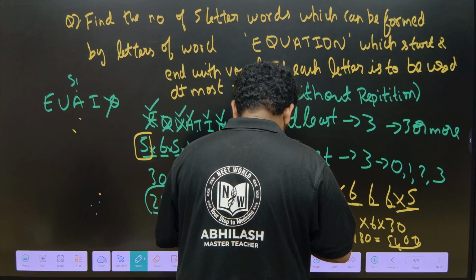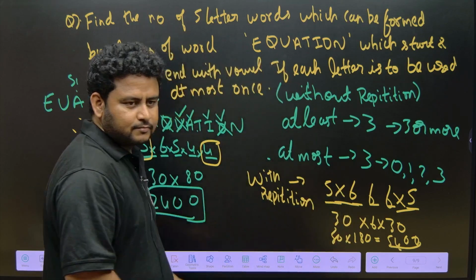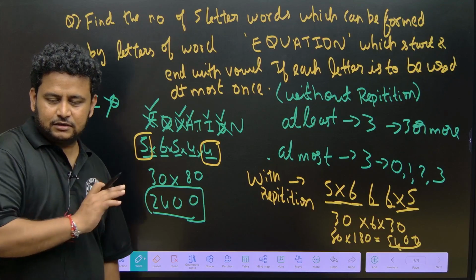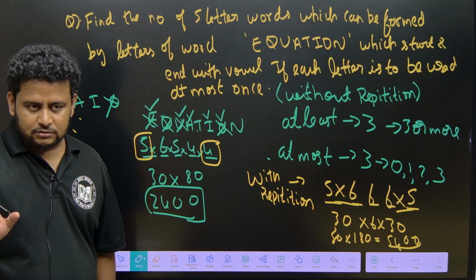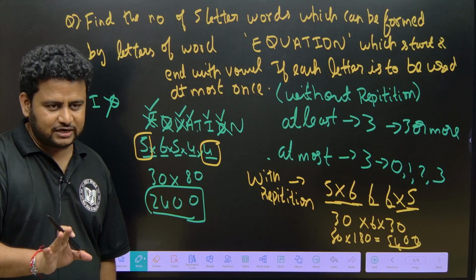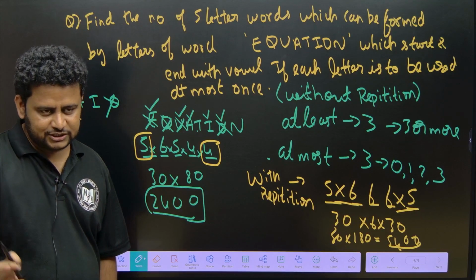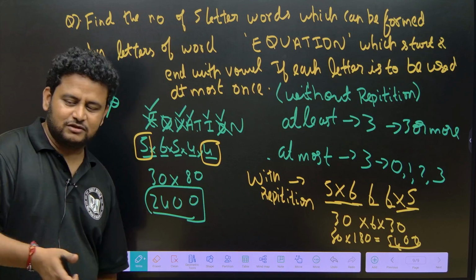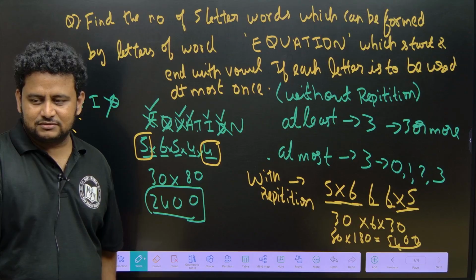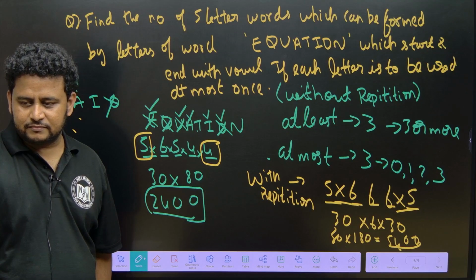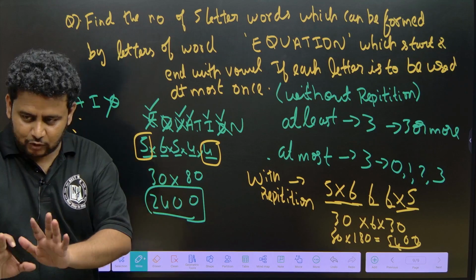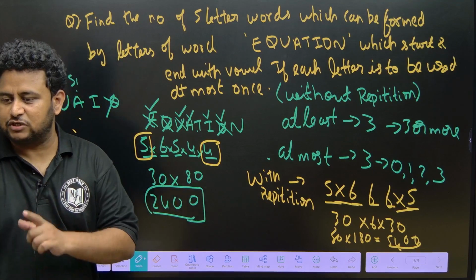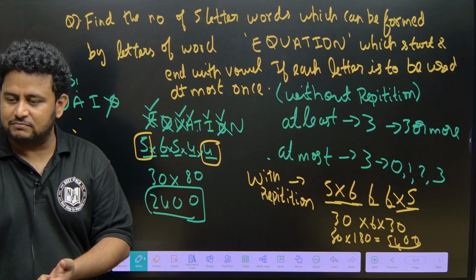We can also say like 5p2 into 6p3. That can be done. I am telling this one using only logic. You don't worry about that. When we solve the question, you will understand. It is quick if we know the formulas. I am not stopping you from using it, but I want you to visualize like this, because then solving permutation combination becomes easy and solving probability becomes easy.